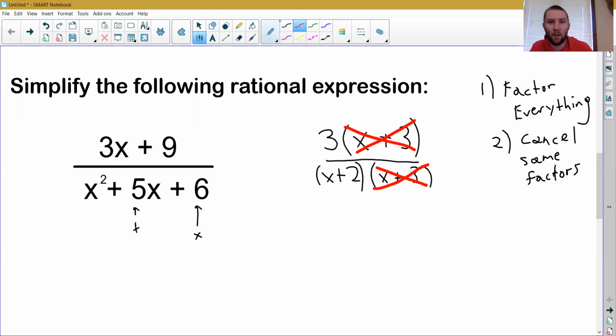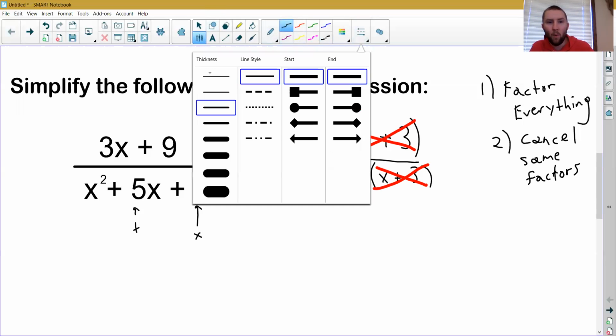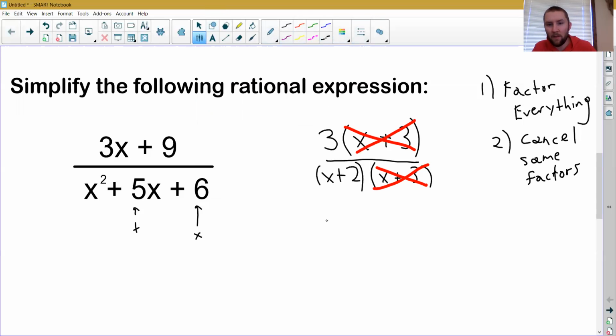Right, so the x plus 3s are gone. And then what's left is my simplified version of this rational expression. So it becomes 3 over x plus 2, okay? 3 over x plus 2. Now, it's really, really important that when we are canceling things, we are only allowed to cancel things that are being multiplied to something else, okay? We are never allowed to cancel anything that's being added or subtracted to anything else.